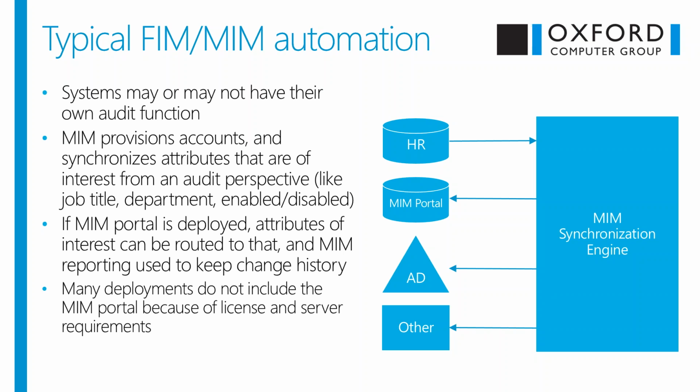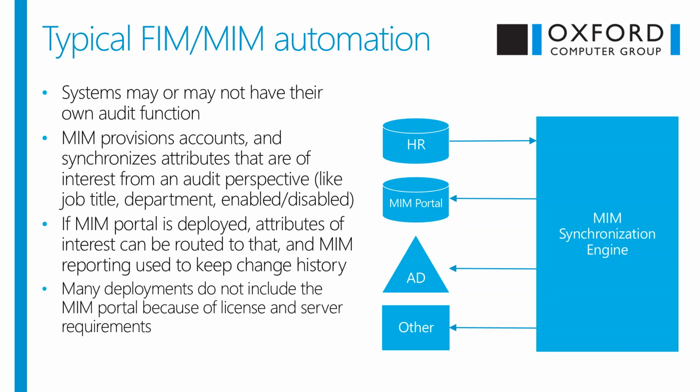These systems may or may not have their own audit function. It is possible that you are already auditing Active Directory or some other system, or that they haven't got their own audit function. MIM provisions accounts to these various systems and synchronizes attributes to them, and of course many of those attributes may be of interest from an audit perspective. Things like job title and department, which are often used for generating group memberships and hence permissions, or indeed they might very directly affect roles in an ERM system or something like that, which again may affect access that people get. And of course we'll be enabling and disabling accounts. So all this stuff goes through MIM.